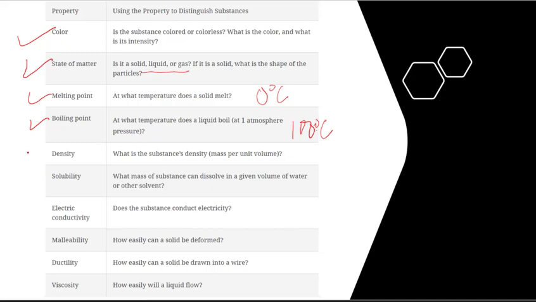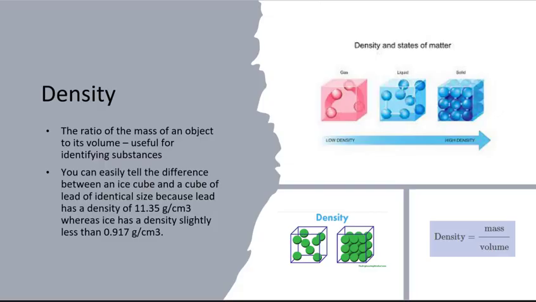The density of an object is a physical property. The density of water versus the density of lead will be different. And that's something that we can use to identify those substances. The solubility, electrical conductivity, malleability, ductility, viscosity are all physical properties. Speaking of density, what is density? Density is the ratio of the mass of an object to its volume, and it's useful for helping us identify substances. Here is this equation that we can use. Density is equal to mass divided by volume.